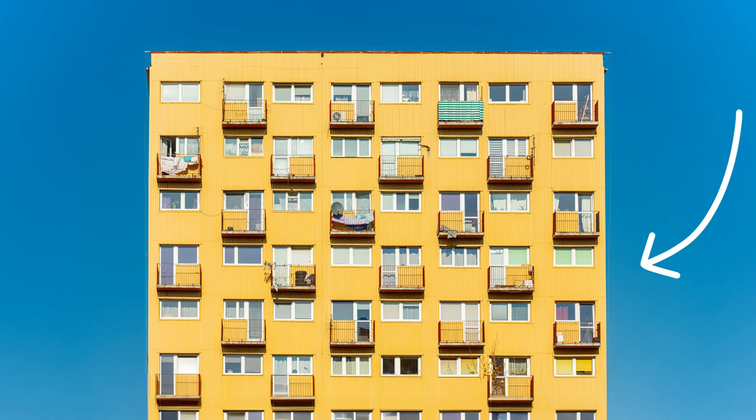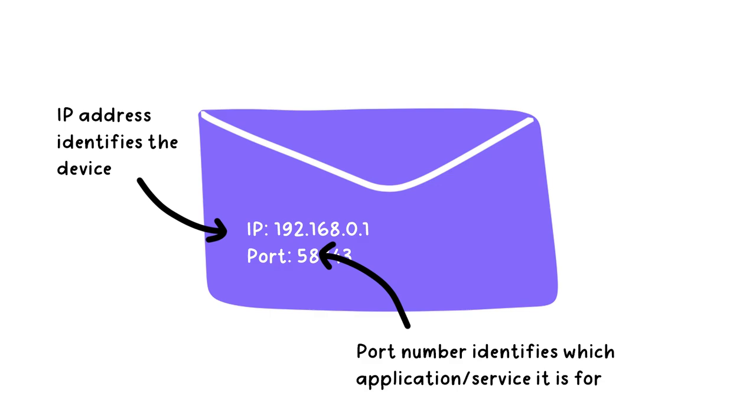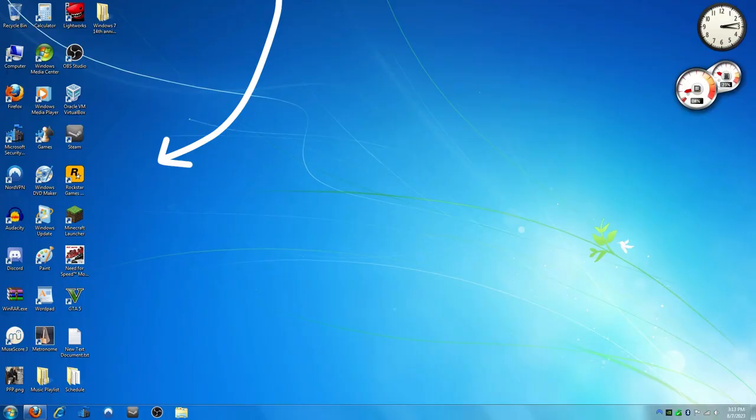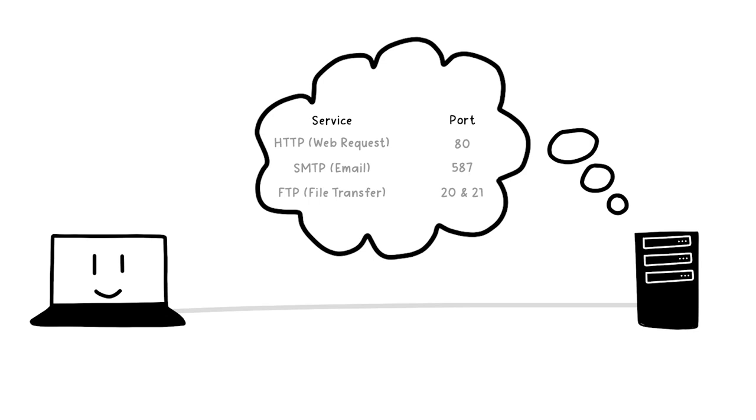Think of port numbers like unit numbers for different units within a building. If a letter had the building's address, the unit number identifies which particular unit it is meant for. Similarly, port numbers are used to virtually identify which application the data is meant for within the device, while the IP and MAC address identifies which device it is for.